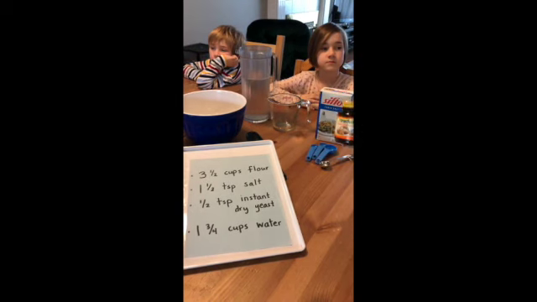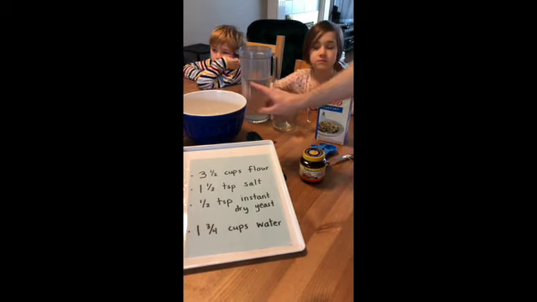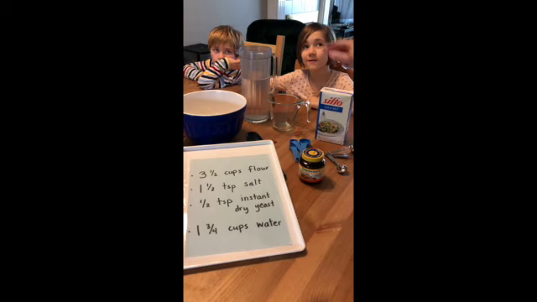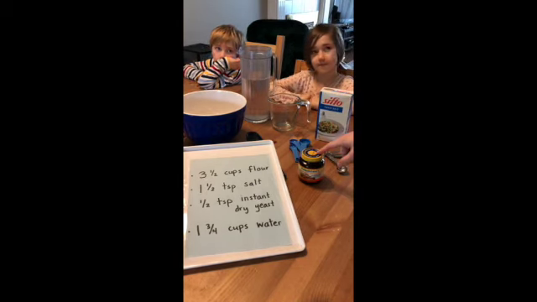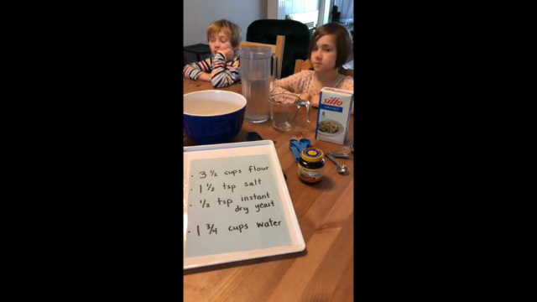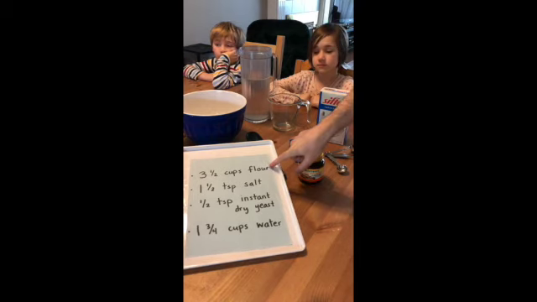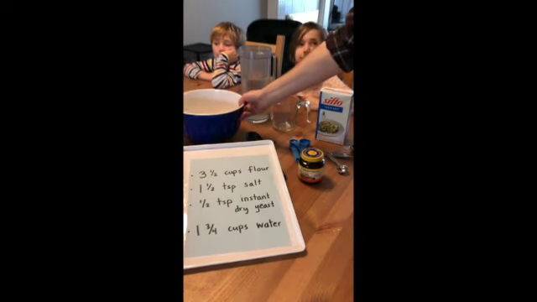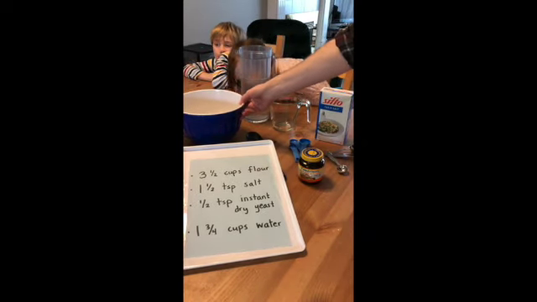So for this activity, you'll need a bowl, a measuring cup, some measuring spoons, some water, some salt, and some yeast. And flour, can't forget the flour. So let's go through the steps here. I've already measured out the flour. We did 3.5 cups of flour, and I've already put that in the bowl here. So we've got 3.5 cups of flour in there.